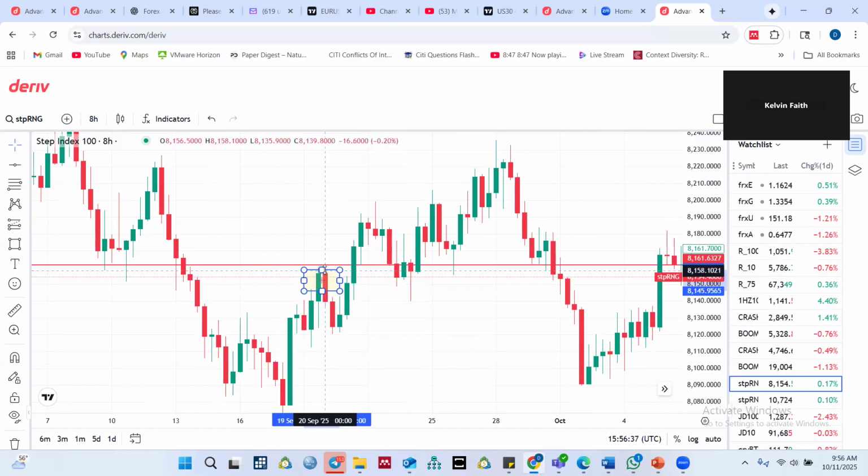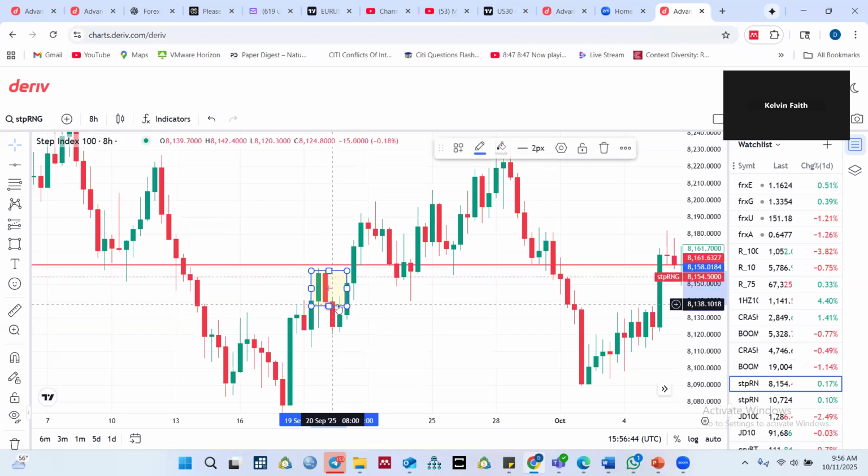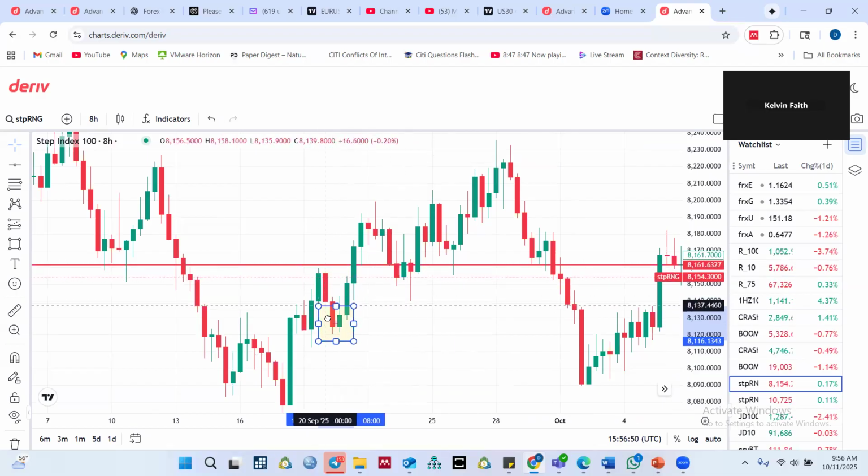Now price comes back to it, hits it, and then drops. And then we saw an engulfing candle. Okay, that is what we're saying. The condition is engulfing. You need to see an engulfing. Okay, engulfing below, it stays below it. We got a sell.